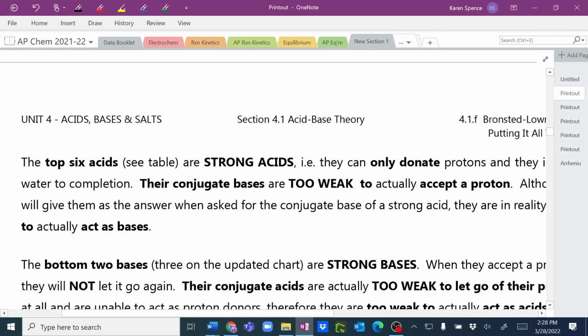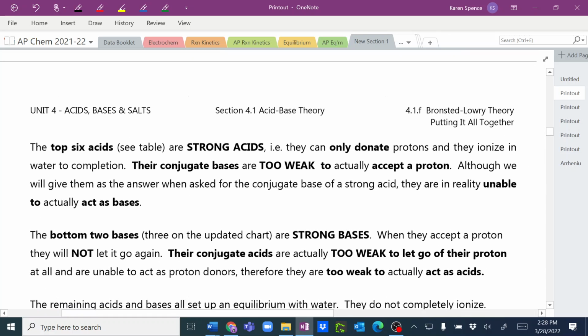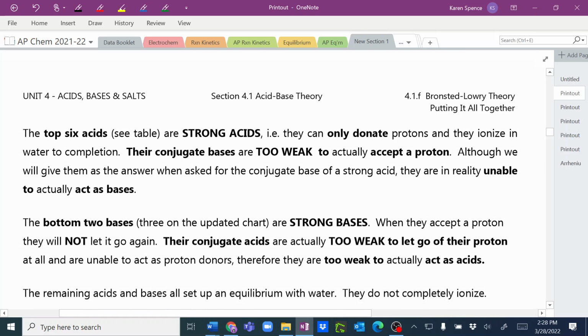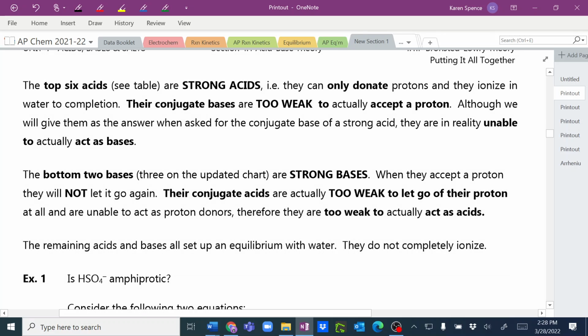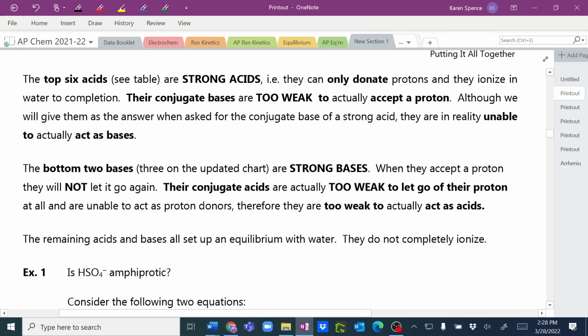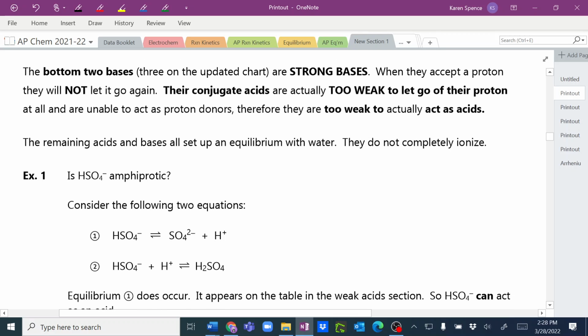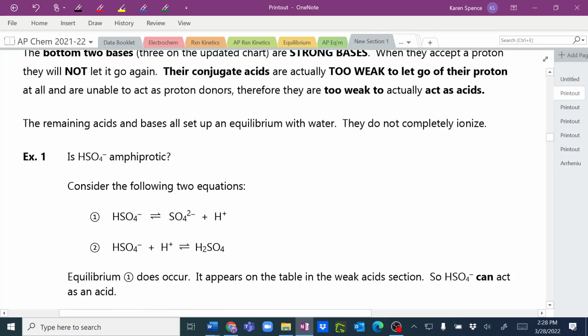Okie dokie. Top 6 acids are the strong acids. Their conjugate bases are too weak. We just talked about that. The bottom 2 bases are the strong bases. Their conjugate acids are too weak to let go of their protons. So there we go. The remaining acids all set up an equilibrium with water. They do not completely ionize.